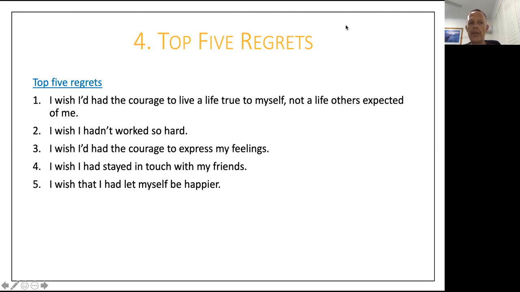The first one is, I wish I had the courage to live a life true to myself, not the life others expected of me. On this point, she comments, this is the most common regret of all. When people realize that their life is almost over and they look back clearly on it, it's easy to see how many dreams have gone unfulfilled.